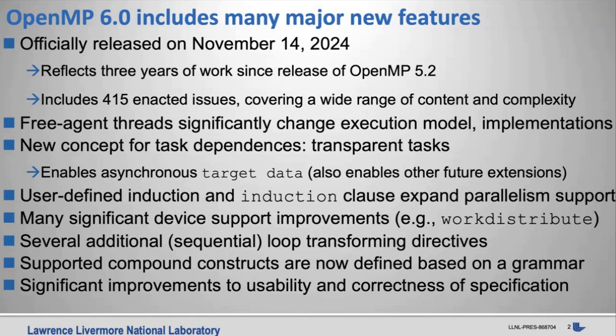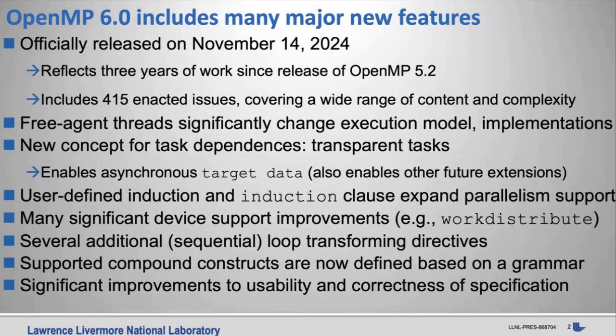Transparent tasks, in particular, enabled an additional significant change in that we have now cast target data as a task-generating construct, which allowed us to support an asynchronous version of target data through the use of the nowait clause on that construct. The transparent task feature actually enables several other feature extensions that I might mention as we go over that feature.